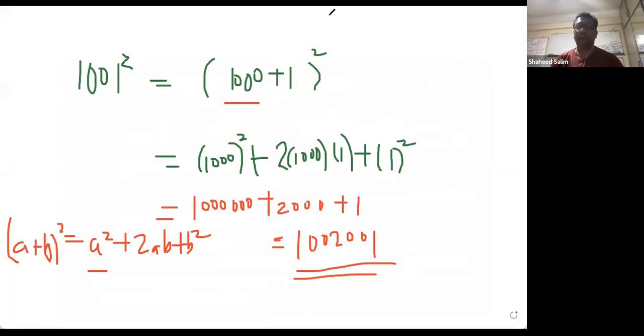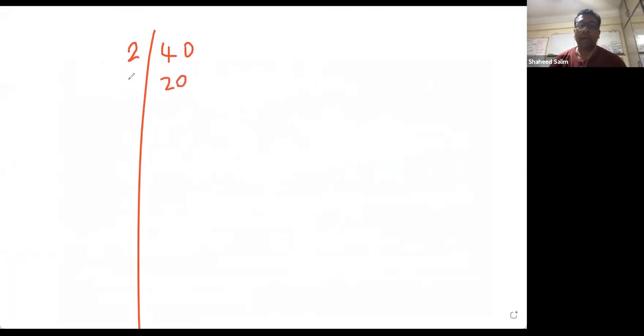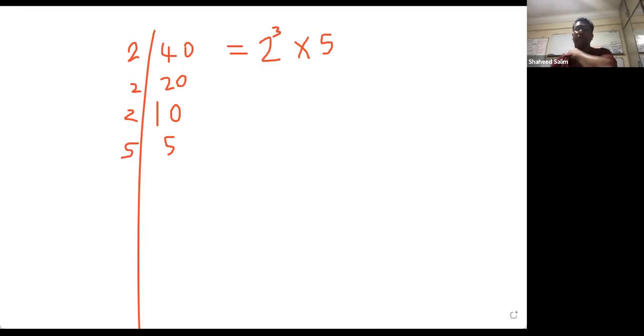Now let's say, for example, I want to know the prime factorization of 40. This is how we do it. Draw a line straight. Divide by 2 first, prime numbers. 40 divided by 2 gets 20. Can divide by 2, get 10. Can divide by 2, get 5. Can divide by 5. So what is the prime factorization of 40? This is equal to 2 to the power of 3 times 5. Okay? That's prime factorization.